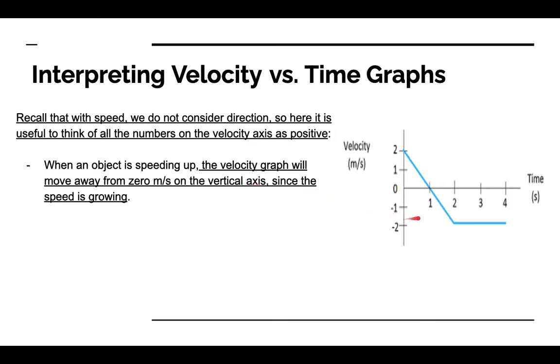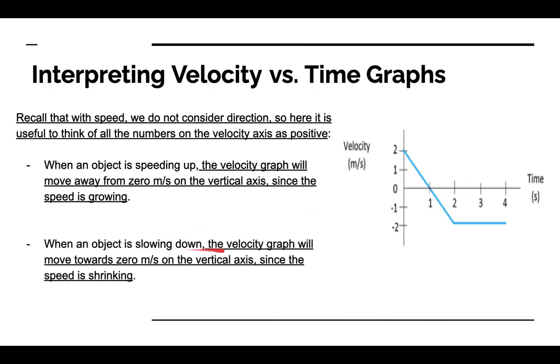So when we're speeding up, our velocity versus time graph is going to move away from 0 meters per second on the vertical axis since the speed is growing. So for example, right here, we would be speeding up from 1 to 2 seconds. Even though our velocity is negative right here, remember that speed does not depend on direction. So from 1 to 2 seconds, we see that our speed is moving away from 0 meters per second, indicating that our speed is growing. So we're speeding up because we're moving away from 0 meters per second, and we're heading in the left direction since the velocity is negative.